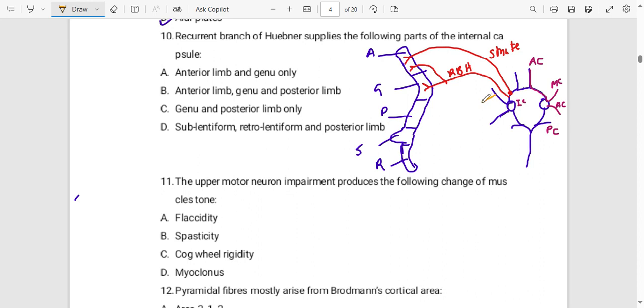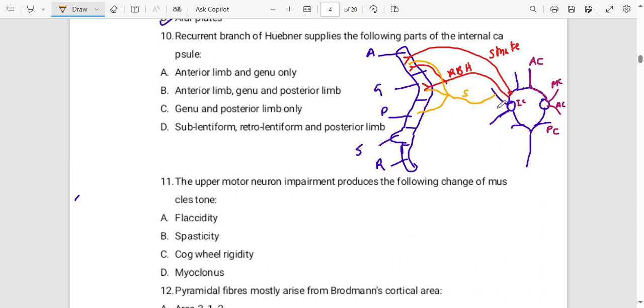I was explaining the middle. So the recurrent branch of Heubner is only supplying the anterior limb and the genu, but the striate branch of the middle cerebral is the one that is going to the anterior limb, going to the genu, and going to the posterior limb. Hope the data that I said earlier is rubbed out and then you have put in this new data. So that is the striate branch of the middle cerebral.